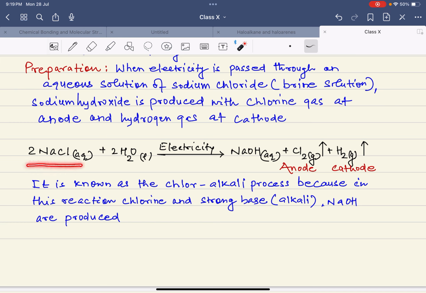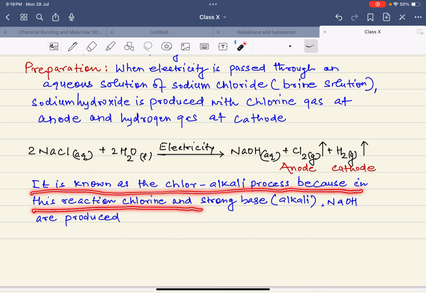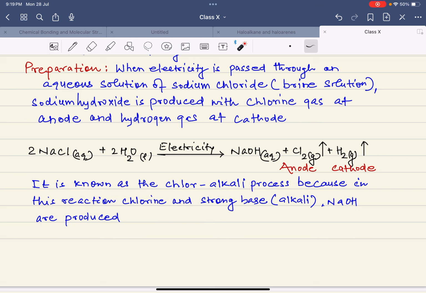So, first of all, sodium chloride aqueous plus water. When electricity is passed, NaOH, caustic soda, chlorine gas and hydrogen gas are evolved. Chlorine gas evolved at anode and hydrogen gas evolved at cathode. It is known as chloralkali process because in this reaction, chlorine and a strong base, that is alkali NaOH, are produced.